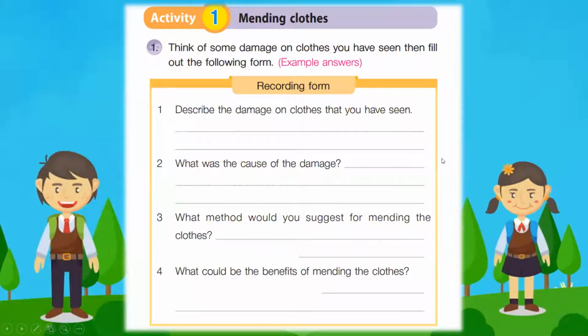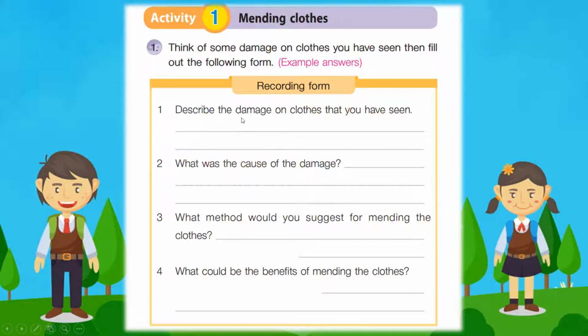Okay, students, now we have some activity. In our activity of mending clothes, number 1, think of some damage on clothes you have seen, then fill out the following form. So if we find some damage on the clothes, let's fill in the questions here, how we are going to deal with that.